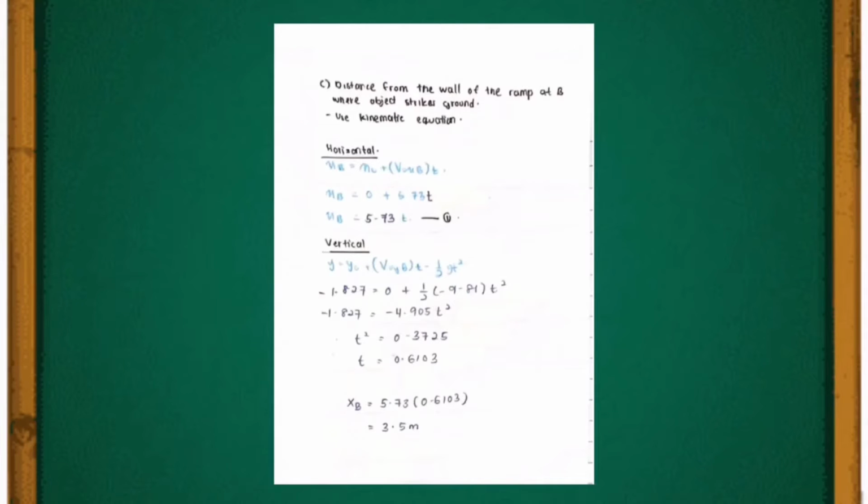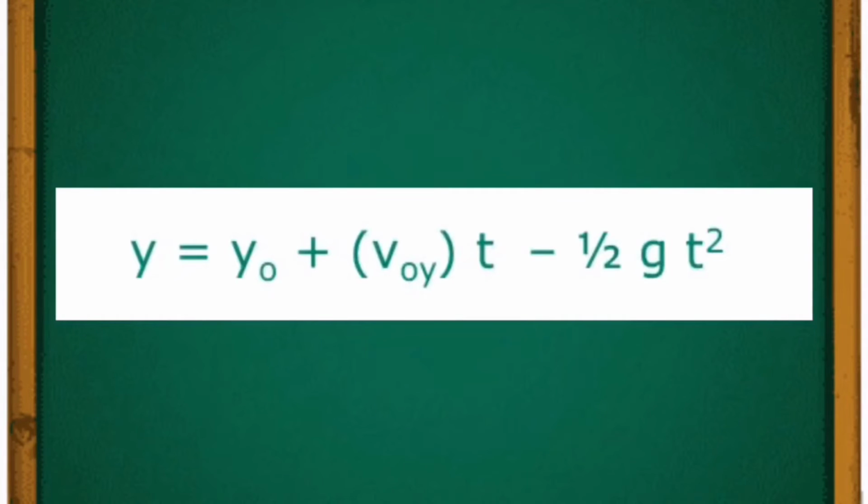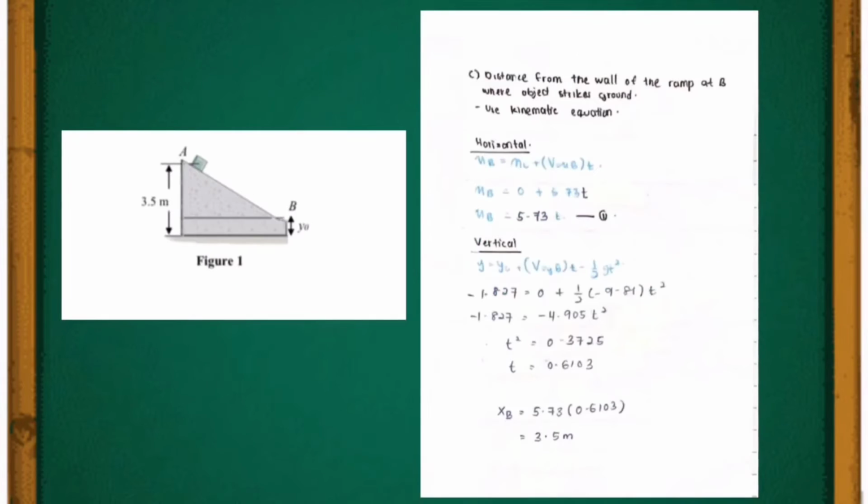Meanwhile, for the vertical, we assume upward movement is positive, and we use this kinematic equation. For vertical, our y is equal to negative 1.827. We take it from this y naught on the figure. Based on the figure, the movement of the ball is going downward, that's why it is negative. And y naught is equal to 0, plus 1/2 times gravity negative 9.81 times t squared. When we calculate, we get t equal to 0.6103.